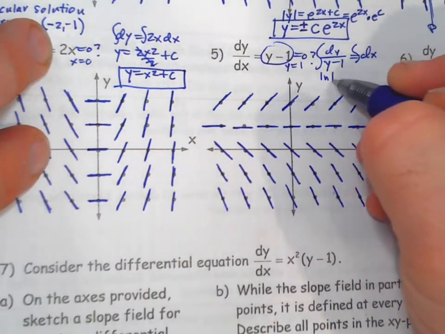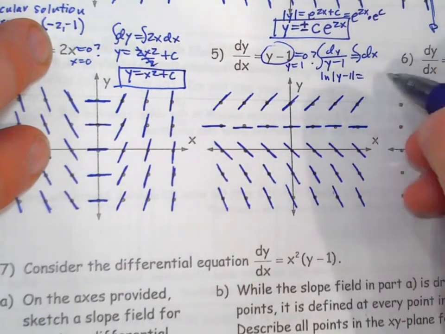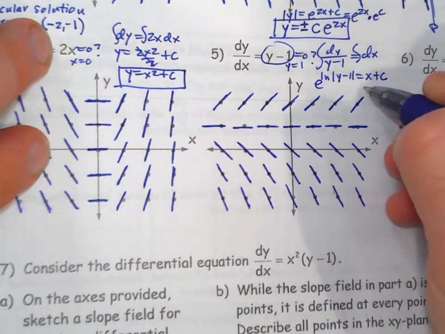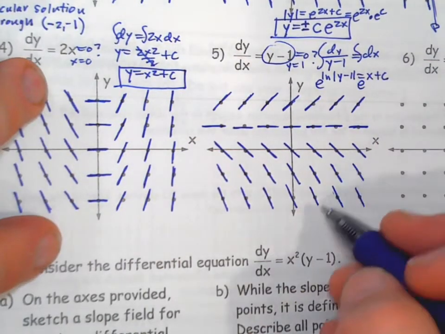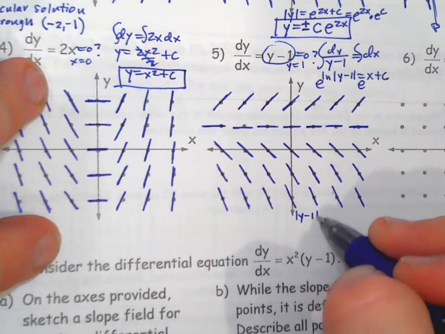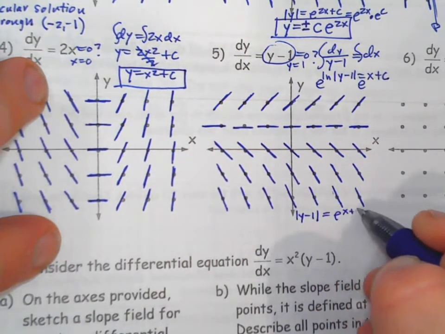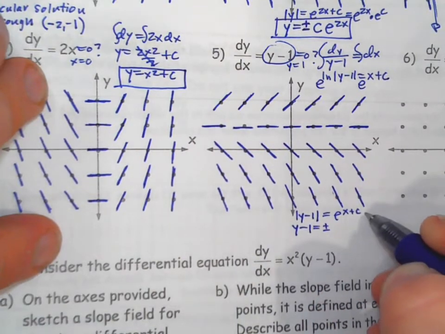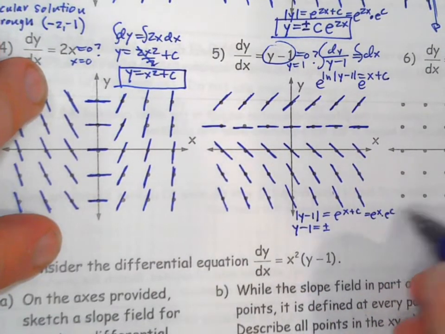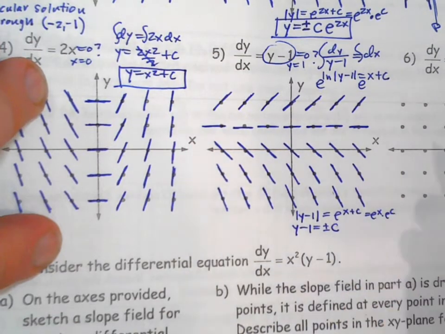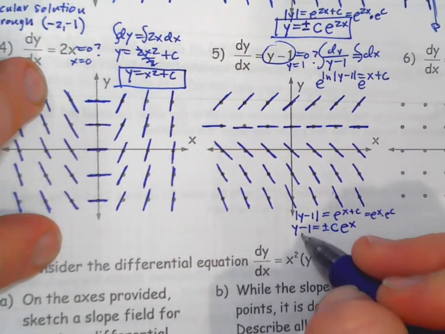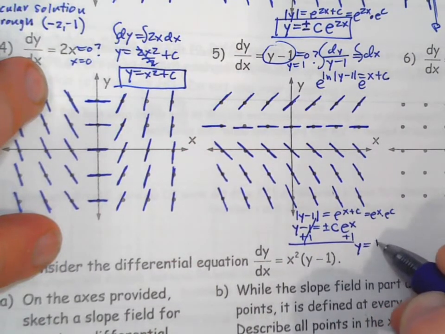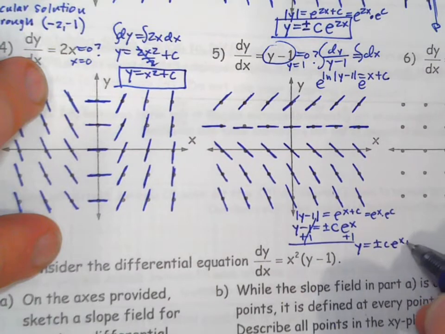Then we're going to integrate both sides. We get natural log of the absolute value of y minus 1 equals 1x plus c. We can exponentiate both sides. So we're going to get the absolute value of y minus 1 equals e to the x plus c. We can get rid of the absolute value by doing plus or minus. Now I'm going to break this up using rules of exponents. e to the c is just some new constant, so I'm just going to put a c. And then you add 1 to both sides. So you get y equals plus or minus c e to the x plus 1.